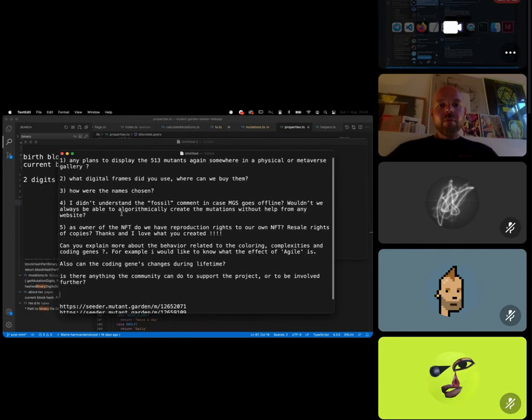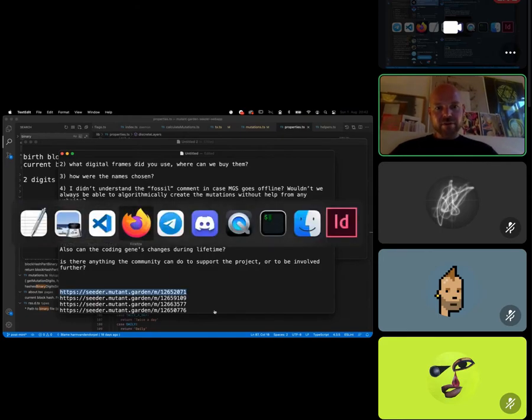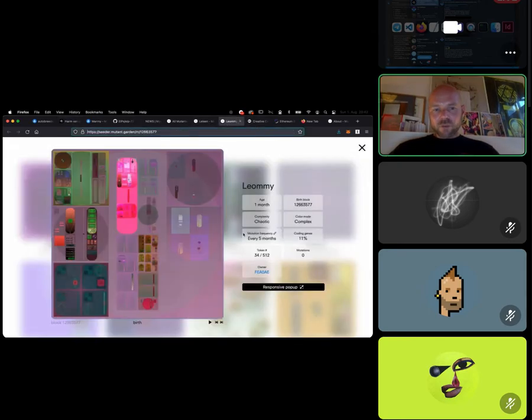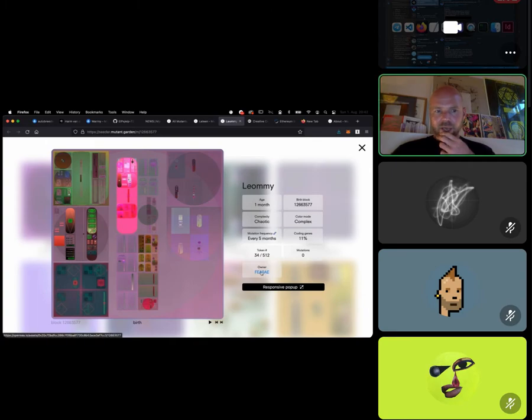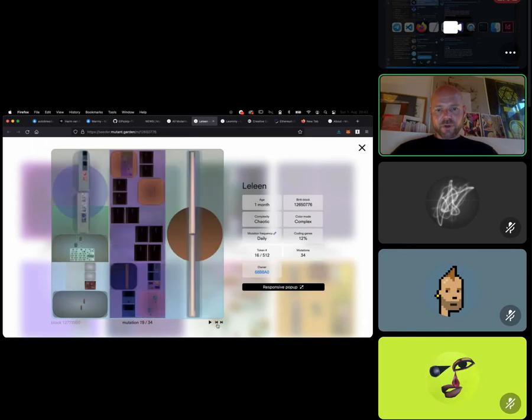Let's see. Yes, I think somebody also asked me what my favorites are. I certainly have some favorites. Somehow I'm really into these colors. It is a bit of an older one. I minted it. It was one of the first 64 that I pre-minted. So maybe it's also my favorite because I picked it myself. I think this one has a very good... Yeah, I like the complexity of this one, and I like the colors.